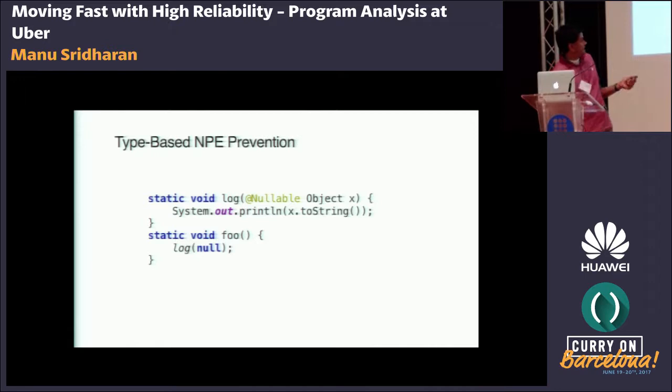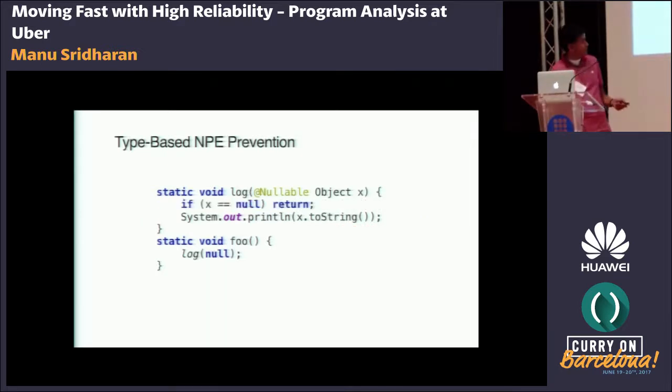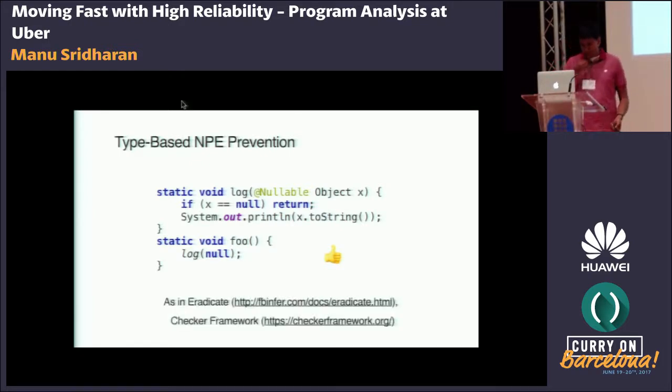You can try to fix this by adding this nullable annotation here, but now you'll get another error saying, hey, you're dereferencing something nullable, so that's going to cause potentially a null pointer exception. And finally, you can fix this by adding a null check, which the type checker is smart enough to reason about and says, okay, now this code is fine. This is done in a few previous tools, such as Eradicate, which is a part of Facebook's Infer tool, but also previously in the checker framework, and I think even going back to tools like ESC Java.